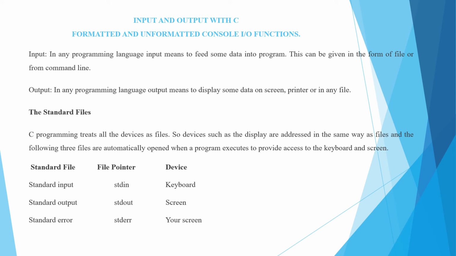The standard files are standard input, stdin. It is a file pointer which is used for the standard input. The device is the keyboard. Standard output, stdout, is a file pointer which is used for the standard output statement. The device is the display screen, that is the monitor. Standard error, the file pointer is stderr. Here the device is also your screen, that is the monitor.